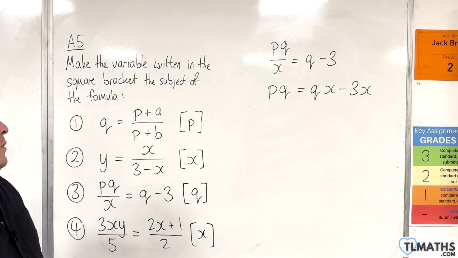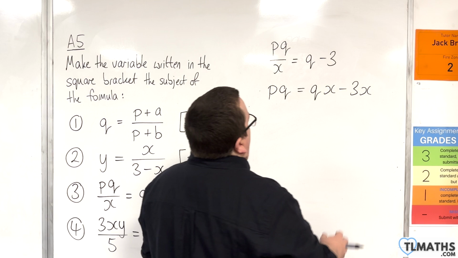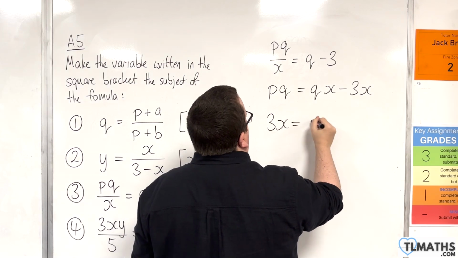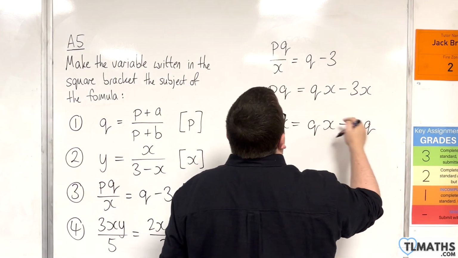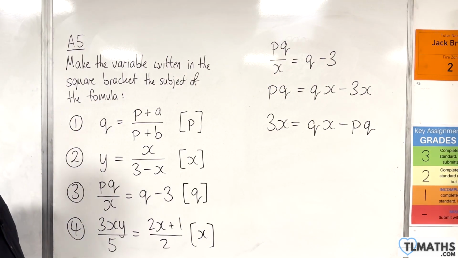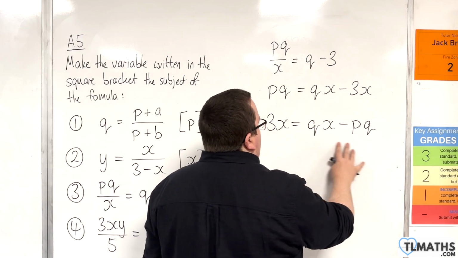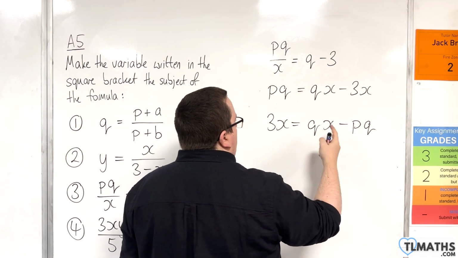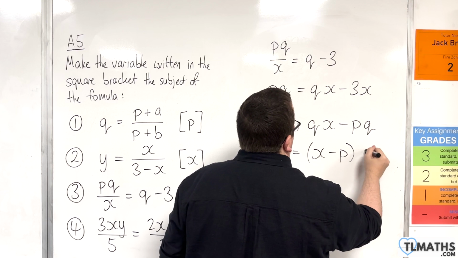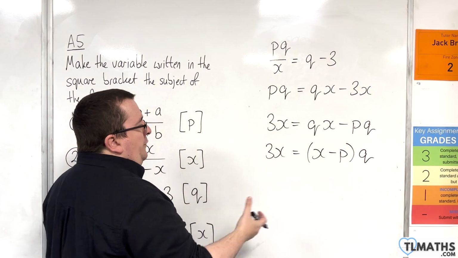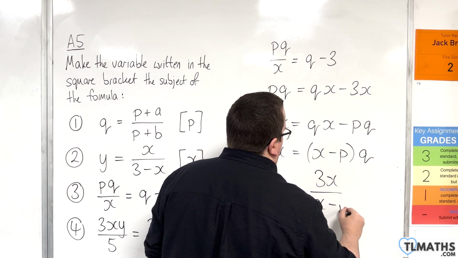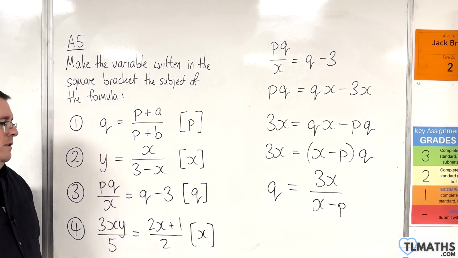Right, now I want to isolate Q. So, in order to avoid minus signs, I'm going to add the 3x to both sides and subtract the PQ from both sides. So this term's going over here, the minus 3x is going over here. Okay, so now we have this. We've got the two terms on the right-hand side with Q as a factor, so I can now factorise. And then I can divide both sides by the bracket, and I'll write it this way round. Q is 3x over x take away P. And I'm done with example number 3.